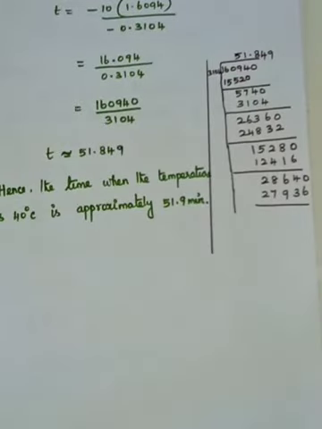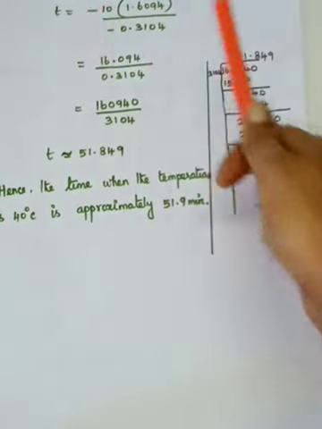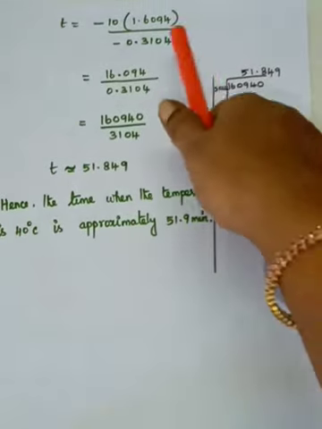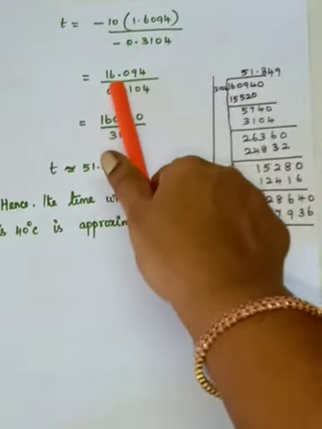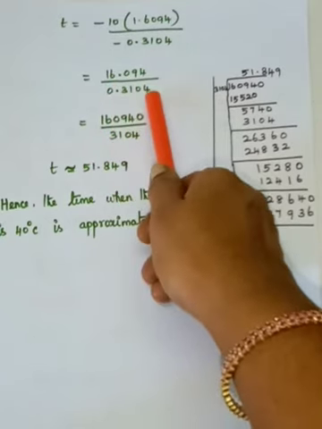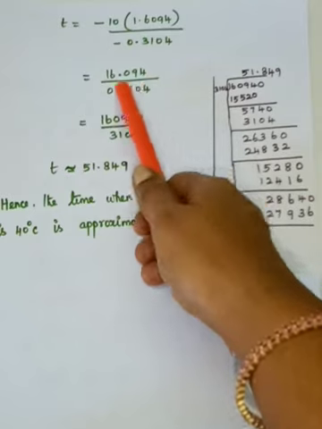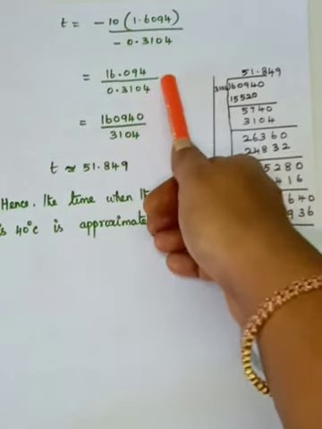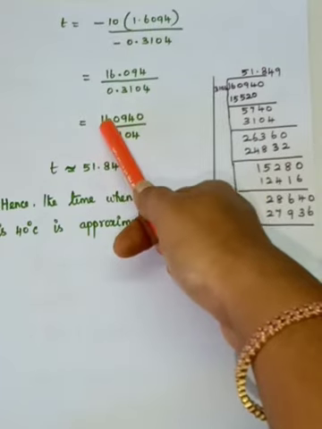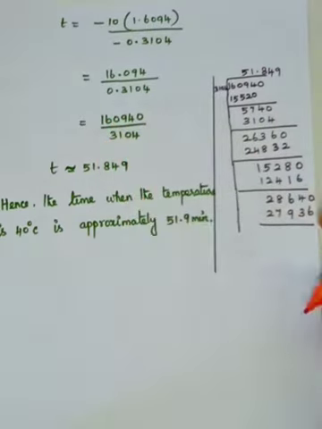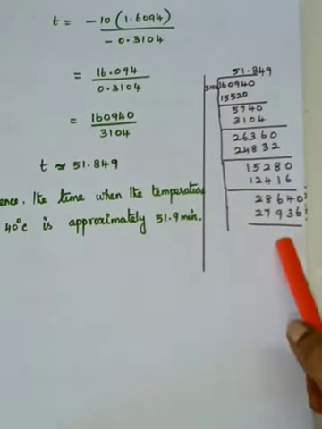So it is substituted. Already minus is there. So minus and minus plus, and if you multiply with 10, you will get 16.094 divided by 0.3104. If you remove the decimal place in the denominator, you have to multiply with 10,000. So you will get the numerator this much divided by 3104. So the division I have written here. You just go through that.